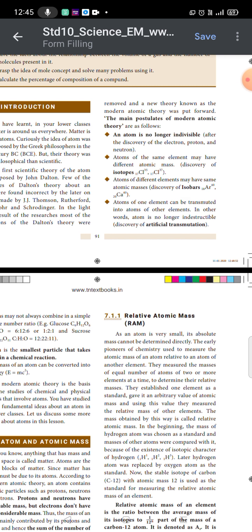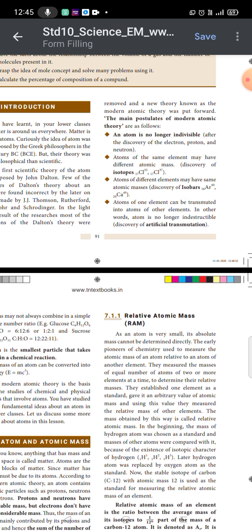Number 3, atoms of different elements, which have different atomic numbers, may have the same mass number. Discovery of isobar, which means the bottom will be different and the top will be same. Here in isotope, the top will be different and the bottom will be same. So in isobar, argon 18, 40 and calcium 20, 40 both have the same mass number but different atomic numbers.